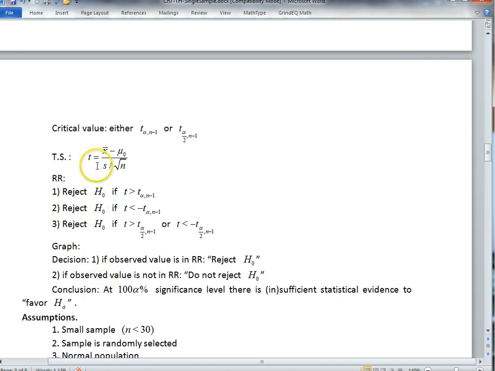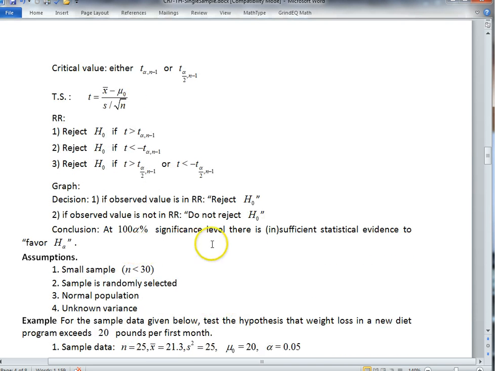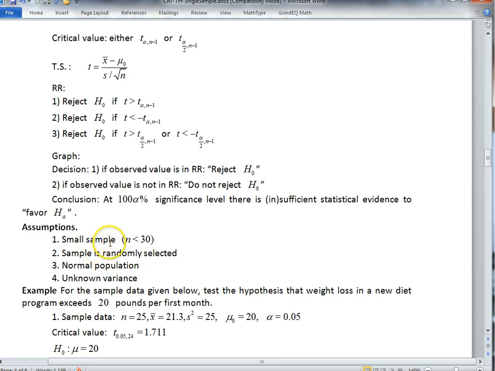So if my t statistic here, the statistic value is in the rejection region, I reject H0. If it's not, I do not reject H0. Okay, and then same conclusion, either sufficient statistical evidence or not, based on the significance level I have to favor the alternative. And you don't try to favor the alternative, you spell it out. So the assumptions for this is I have small sample, less than 30. The sample is random. I have normal population, and my variance is not known. Okay, so I use s instead.